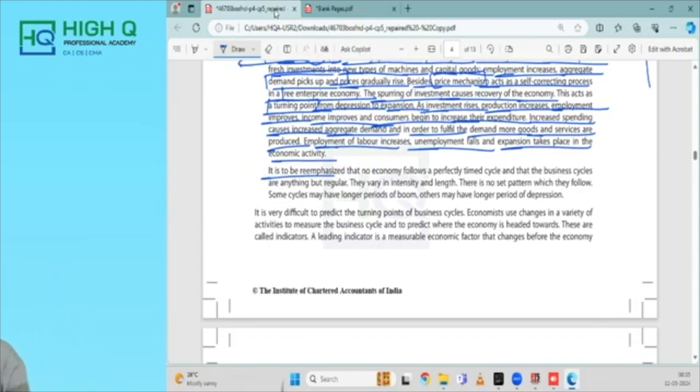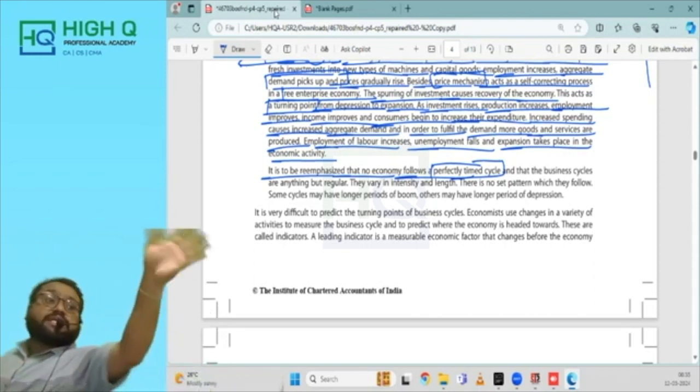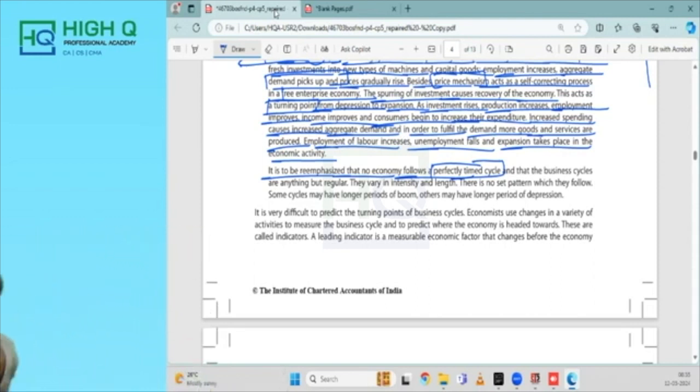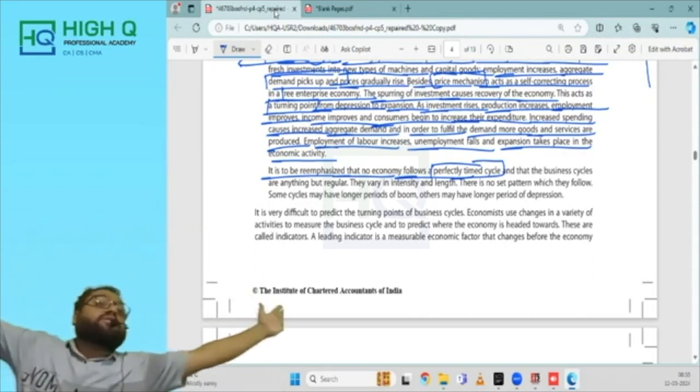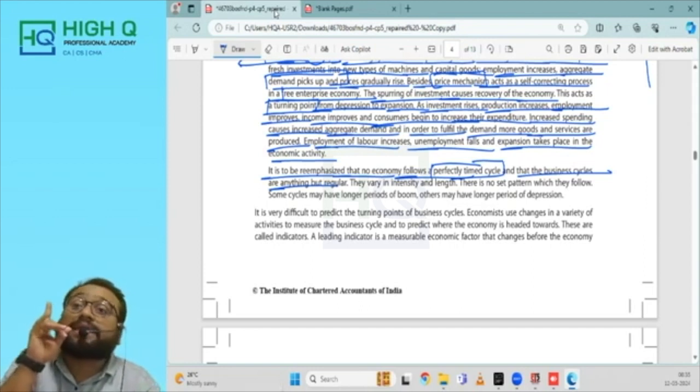It is to be re-emphasized that no economy follows a perfectly timed cycle. As I told you, the timing of each phase is not the same. Some might be big, some might be small. Say yes or no? The business cycles are anything but regular. This business cycle will come in every economy.